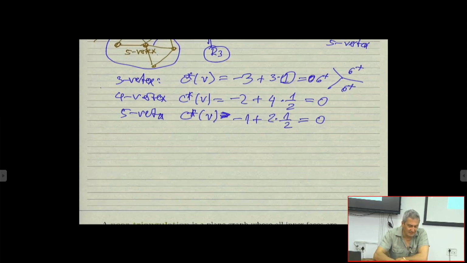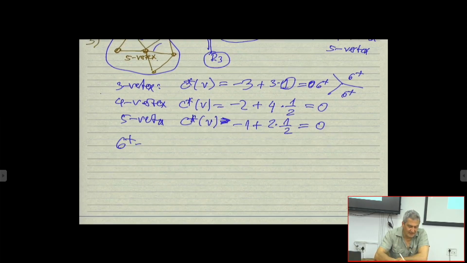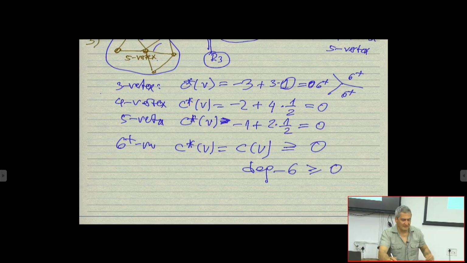For 6 vertices and more, 6 plus vertices, the final charge is the same as the initial charge, nothing happened. It is at least 0, d degree minus 6. This is for vertices.